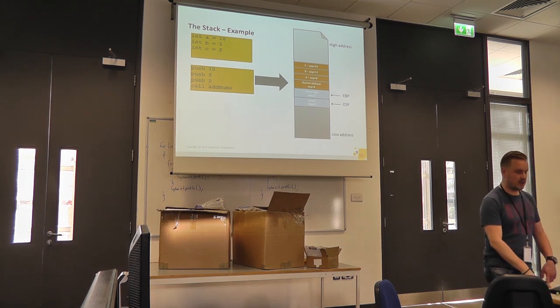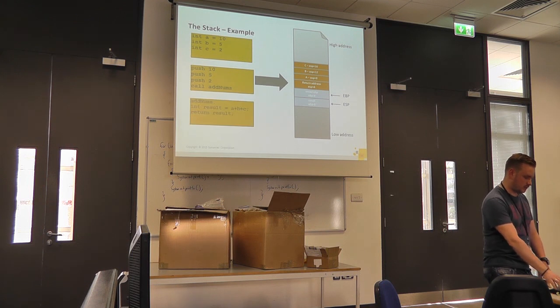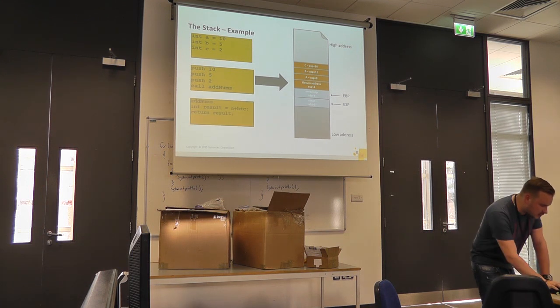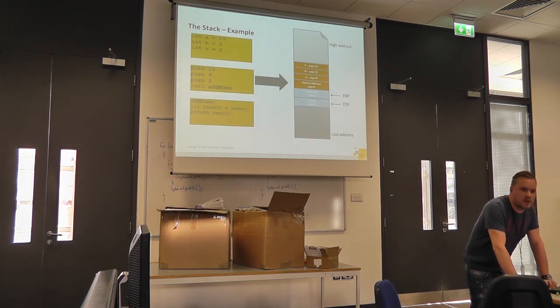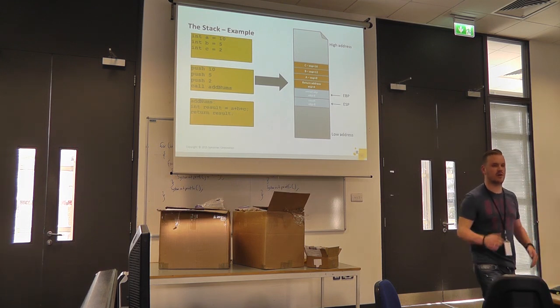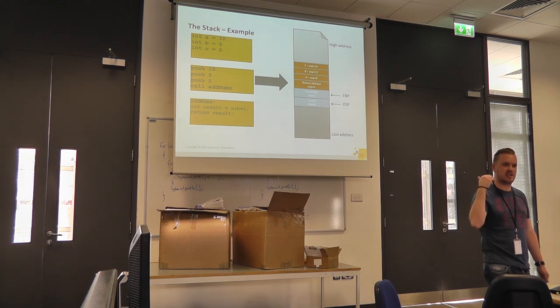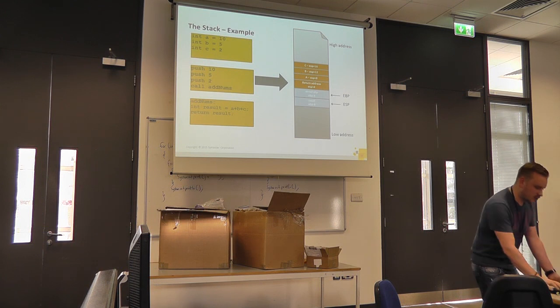Can anyone tell me why it's giving a reference of ESP plus 4 for the A variable? These addresses are 4 bytes each. Exactly, yeah. So integers are 4 bytes, so it's going to be pushing them on in 4 byte blocks. If you want to reference one of those variables, you need to make certain offsets from the stack pointer to be able to access them.